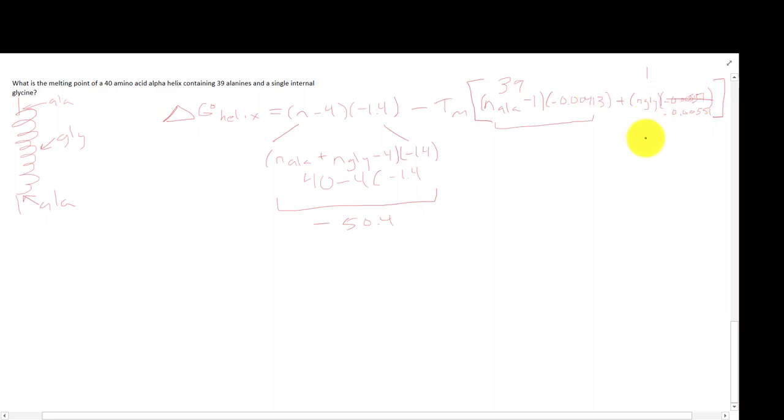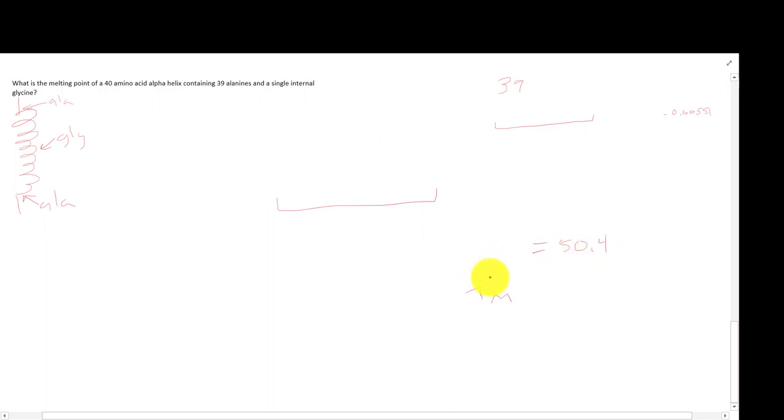0.00413, negative 0.15694. And then we're going to add negative 0.00551, one times that, times Tm. So we're going to get equals 50.4 Tm. Well, 310.